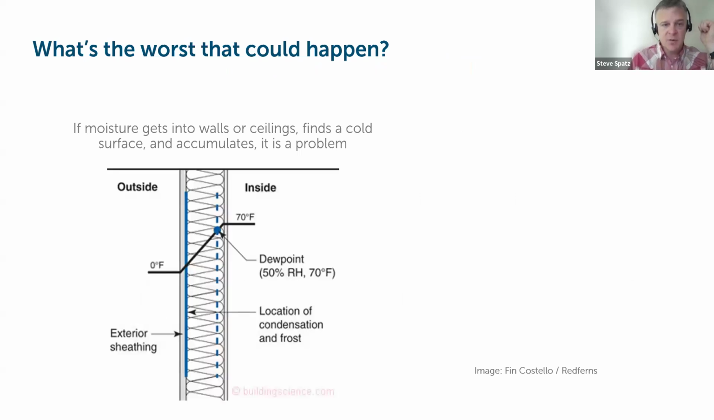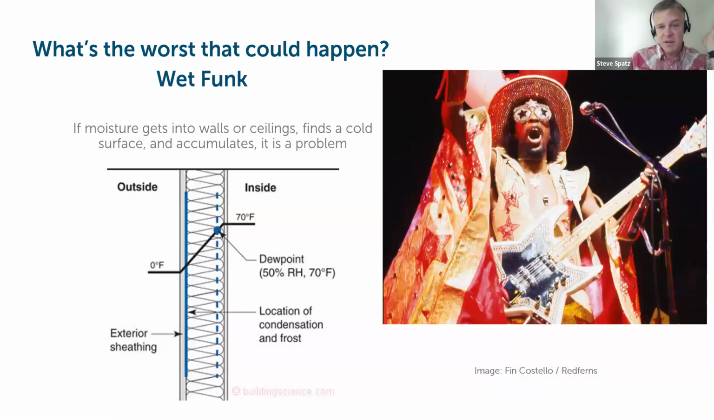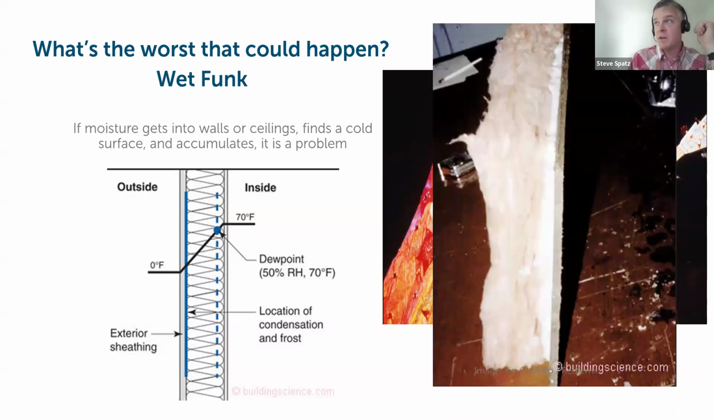When you're looking at a wall assembly, this is the dynamic at play: you've got warm air with, in this scenario, 50% relative humidity at 70 degrees, and the outdoor air temperature is 0 degrees. You have a diminishing curve of temperature in that wall assembly, and you will reach a point where the backside of the exterior sheathing will be cold enough that condensation will occur.